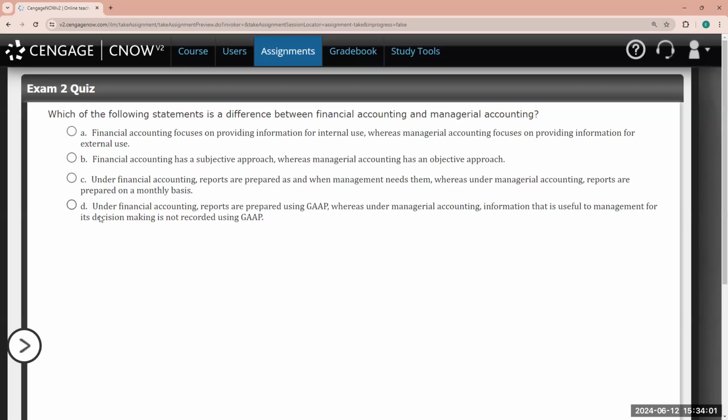This is incorrect. D, under financial accounting, reports are prepared using GAAP. This is correct. Whereas under managerial accounting, information that is useful to management for its decision-making is not recorded using GAAP. So D is our correct answer. Financial accounting is subject to GAAP, and managerial accounting is not subject to GAAP.